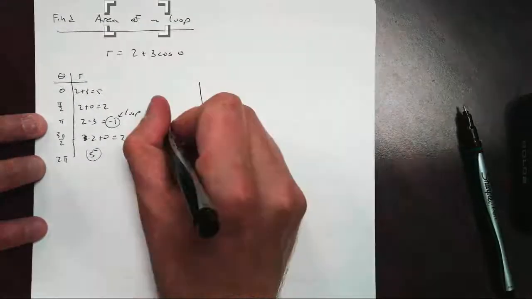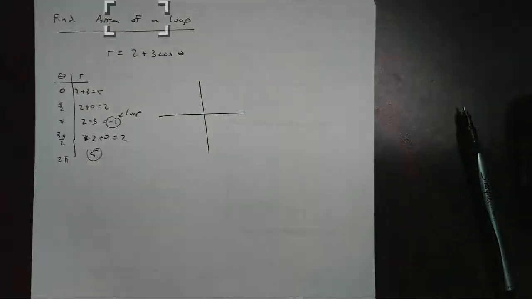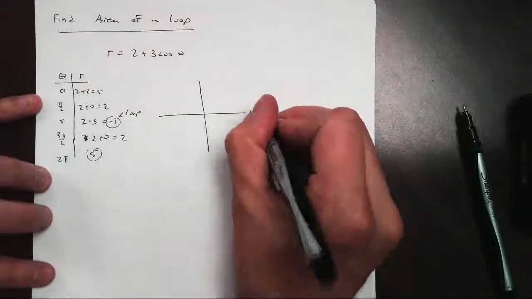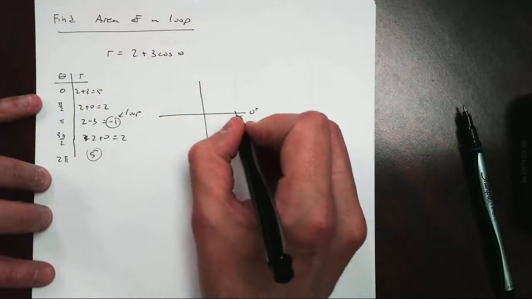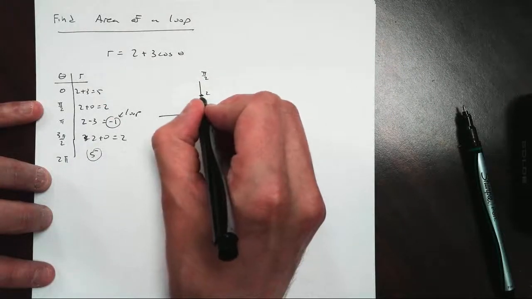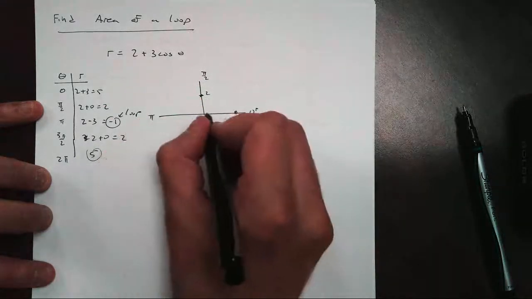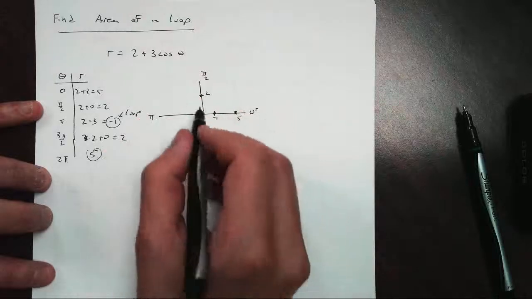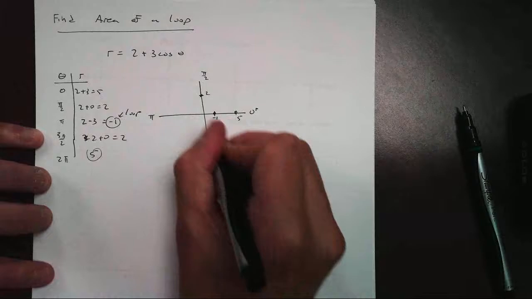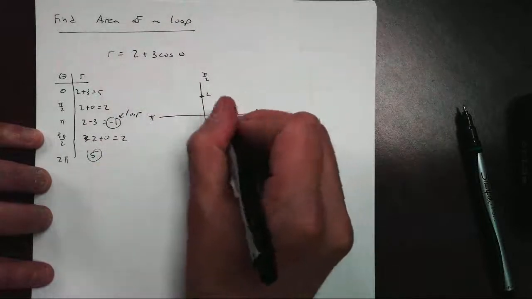So if I were to sketch this, starting at 0, if I'm facing 0, I go out 5 units. Facing pi over 2, I go up 2 units. Now, when I hit pi, it says to go back 1, so I'll get to that in just a second. At 3 pi over 2, I go down 2. And then I'm back to 5.